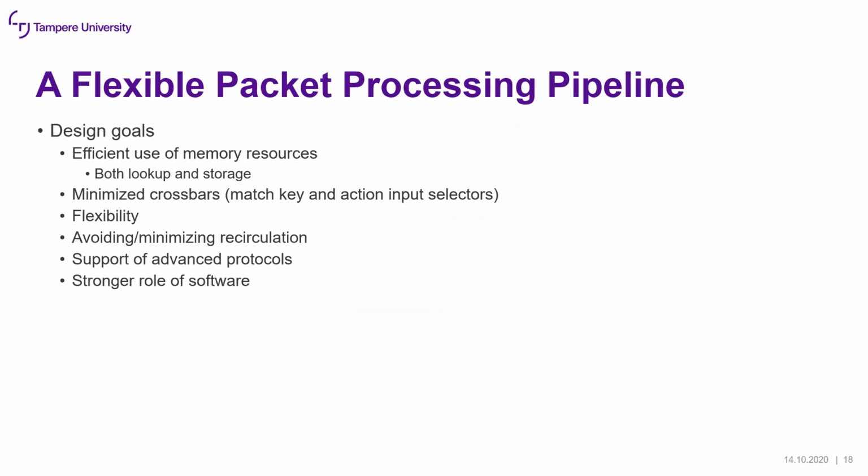So now let's proceed to the packet processing pipeline. It was designed with the goals of efficient use of memory resources, both lookup and storage memories, and minimizing crossbars. And I mean crossbars for match key and action input selectors, flexibility, then avoiding or minimizing recirculation of packets, which is detrimental for throughput and latency, support of advanced protocols, and also assigning a stronger role to software.